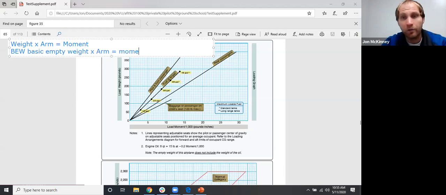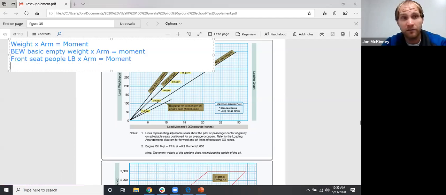Then what are we going to need to do? We're going to account for things like the front seaters, front seat people weight times the arm location is going to equal that moment. Then you're going to have things like the rear seat people weight times that arm location equals that moment. You'll have things like fuel.